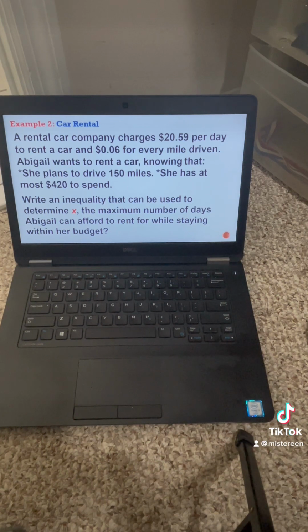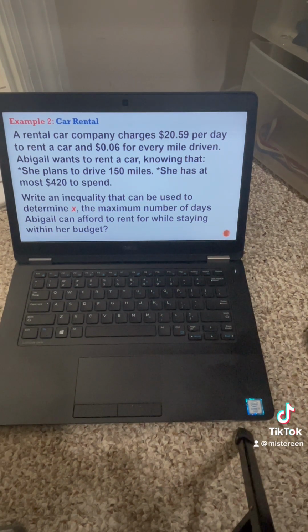Let's now go to our second example. So we have here a car rental problem. A rental car company charges $20.59 per day to rent a car and $0.06 for every mile driven. Abigail wants to rent a car knowing that she plans to drive 150 miles and she has at most $420 to spend. So we are asked to make an inequality that can be used to determine x, the maximum number of days Abigail can afford to rent for while staying within her budget.